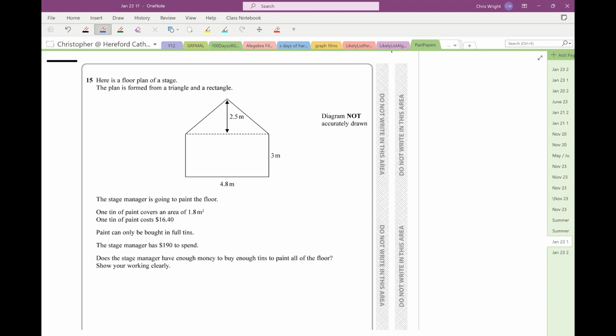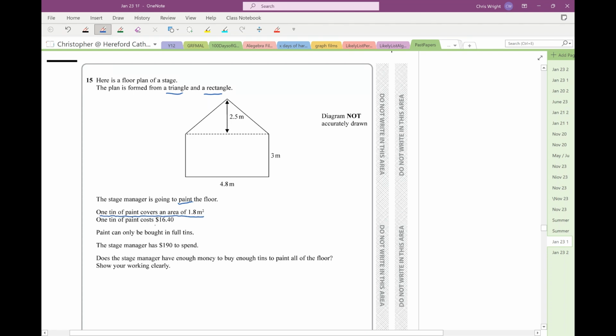Now, here is a floor plan of a stage. The plan is formed from a triangle and a rectangle. The stage manager is going to paint the floor. 1 tin of paint covers an area of that. Oh, I think we're going to have to work out the area, aren't we?